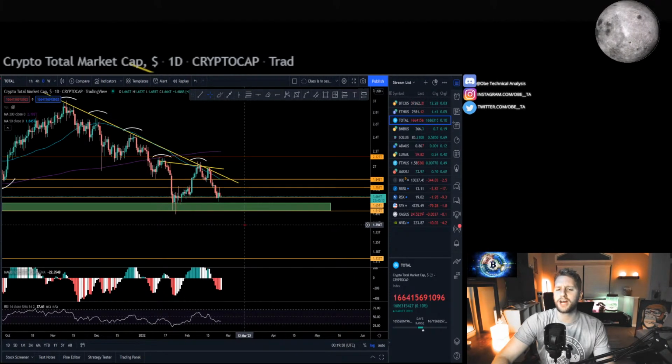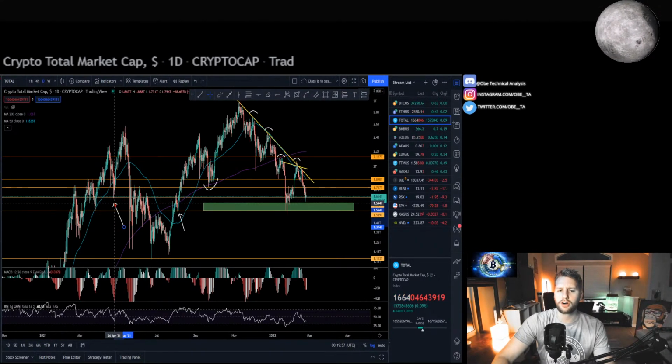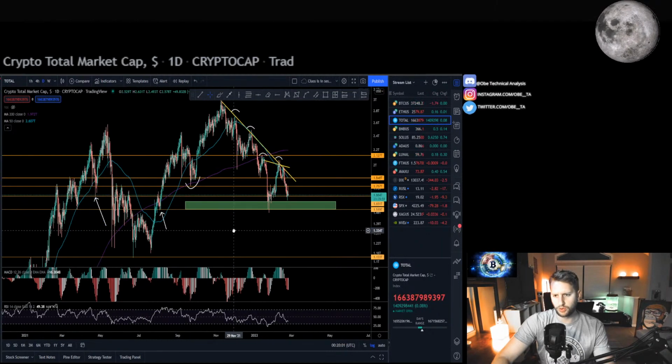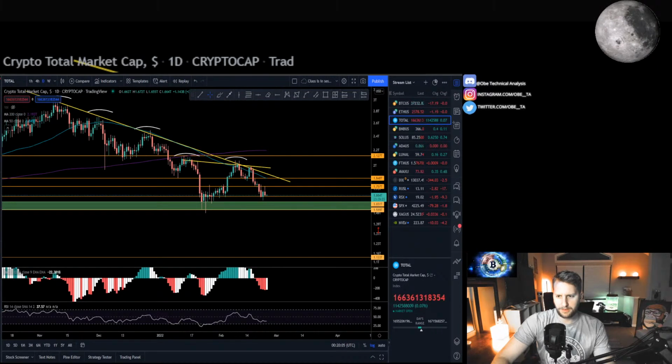Not hidden bullish divergence or anything like that. This inflection point from back here, right? Holding on to this support back from April of 2021. It's at it. But a similar kind of thing.